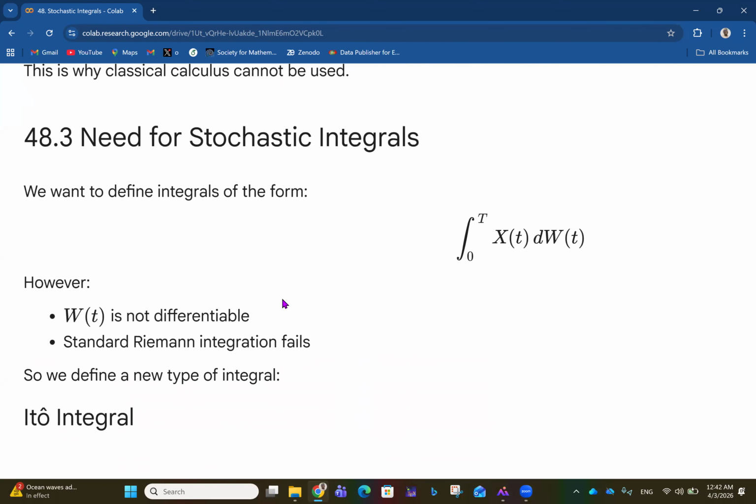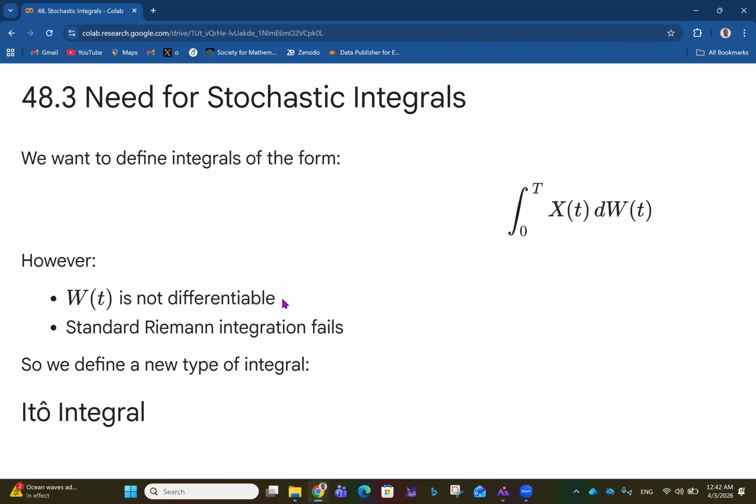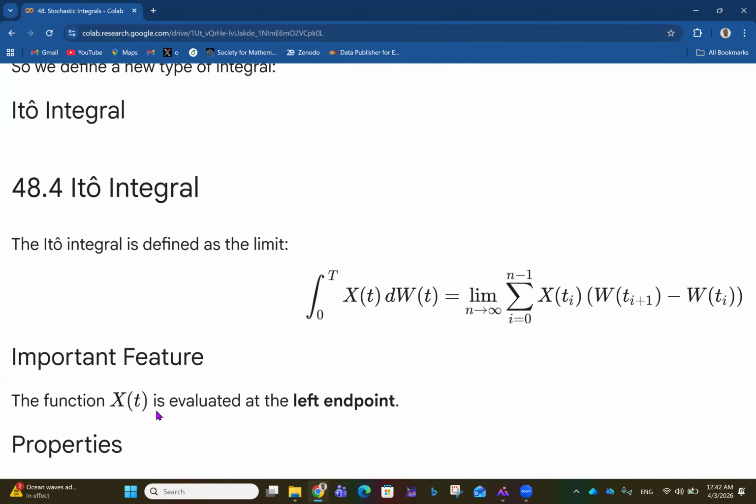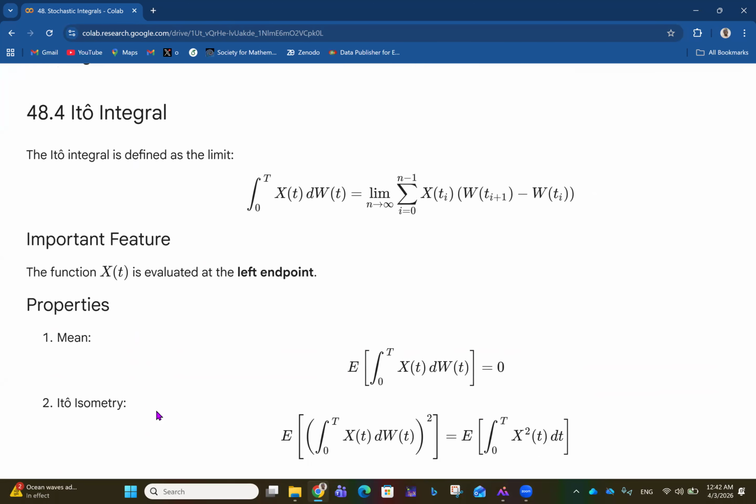So what is the need for stochastic integrals like that? So we want to define integrals of the form integral from 0 to t of X of t dW of t. However, W of t is not differentiable, okay? And then standard Riemann integration will fail in that case. So we define a new type of integral called the Ito integral, all right? So, and for the Ito integral, we have that here right now.